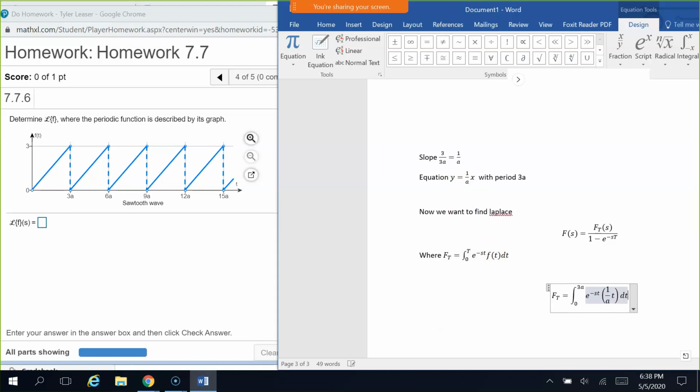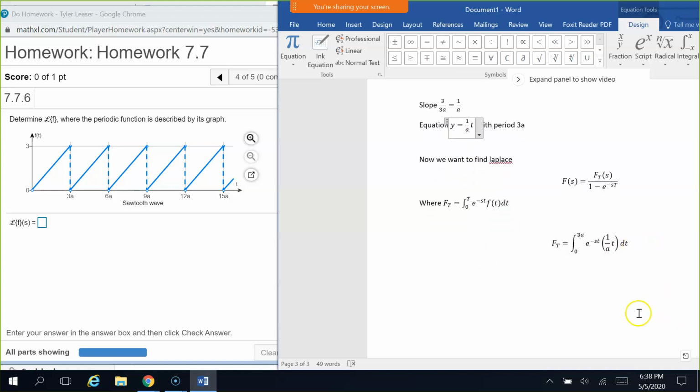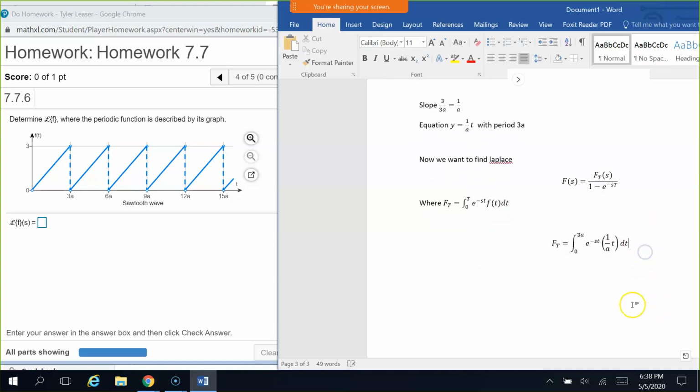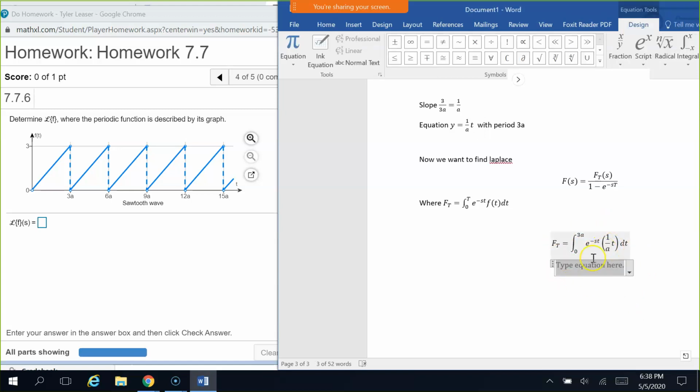We need to put a t in there, not an x. That should be y equals 1 over a t instead of an x there. It doesn't really matter, but just for this part. All right, and then we just do this integral. We can pull the 1 over a out to the front of the integral. But then we still have the 1 from 0 to 3, we still have a t, and we still have an e to the negative st.